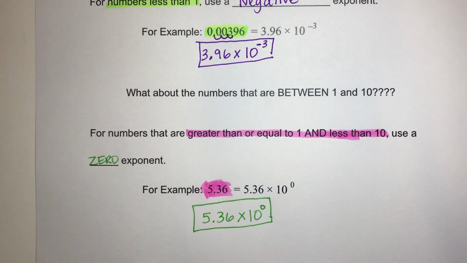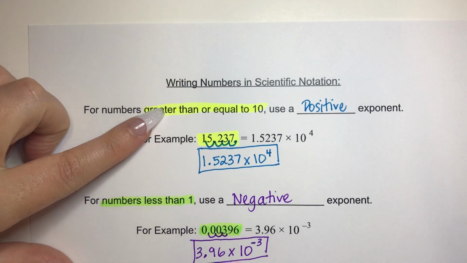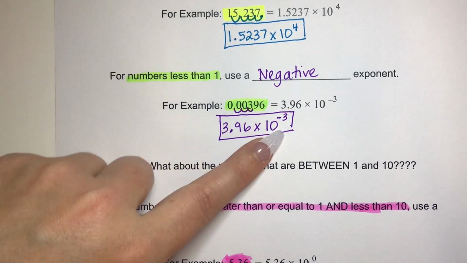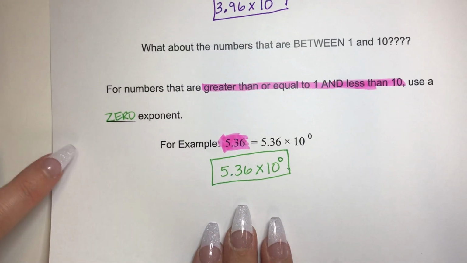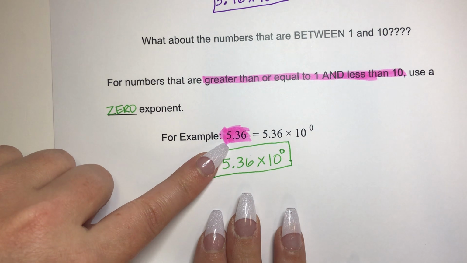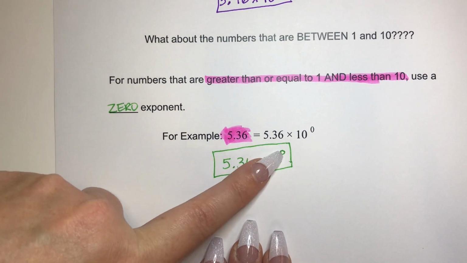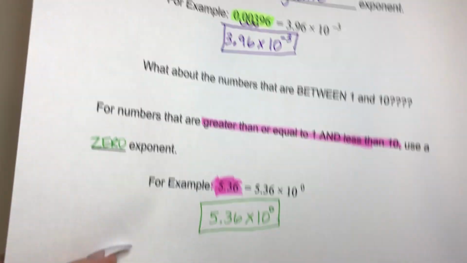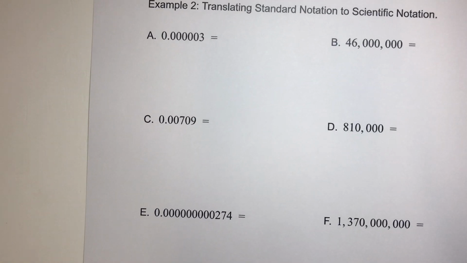All right, so let's go ahead and get started on a few problems. Okay, just review. If you have a number greater than or equal to 10, use a positive exponent. If a number is less than 1, use a negative exponent. And if you have a number that happens to be between 1 and 10 and you want to write it in scientific notation, then you just use that 0 in the exponent. All right, perfect. Let's go ahead and look at some problems.